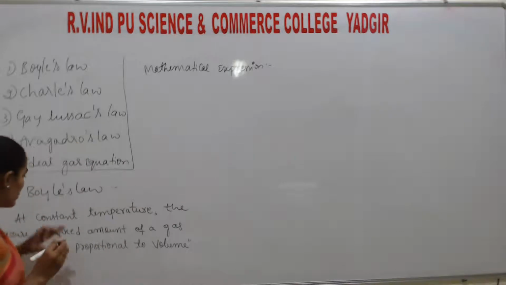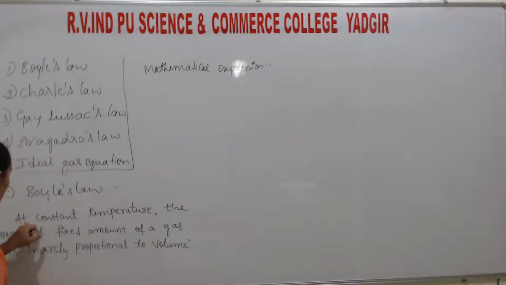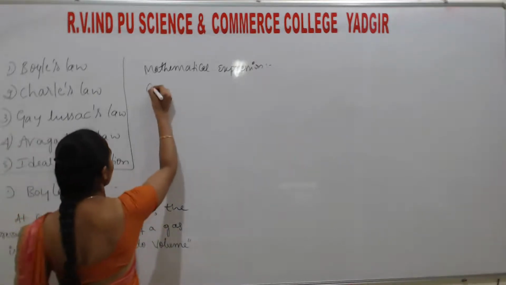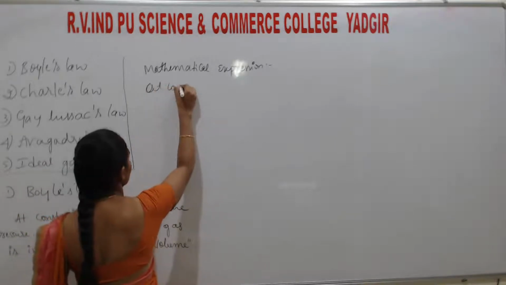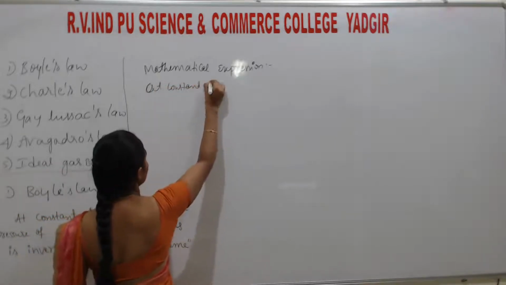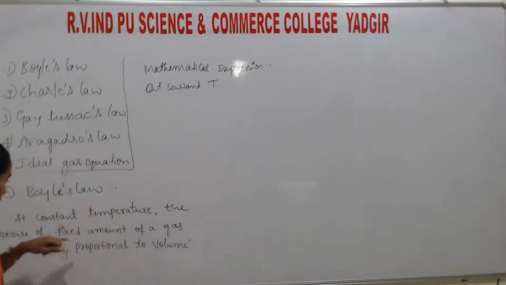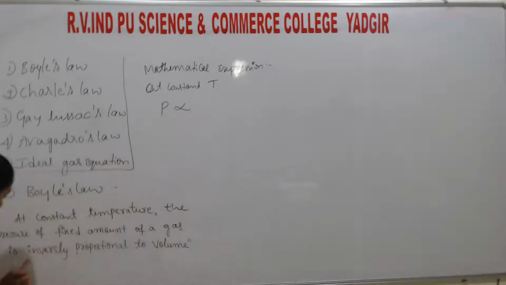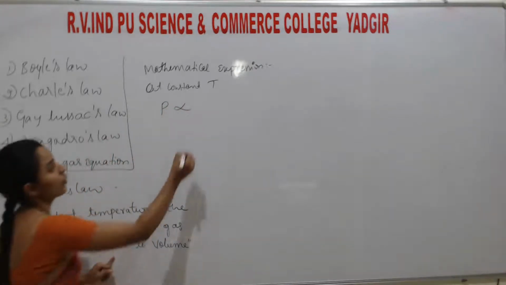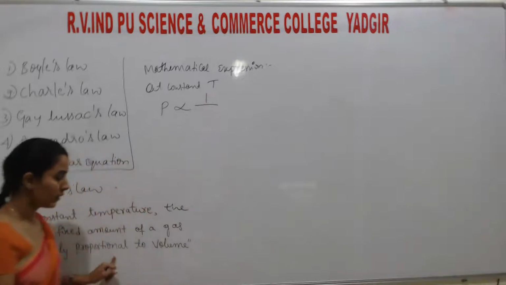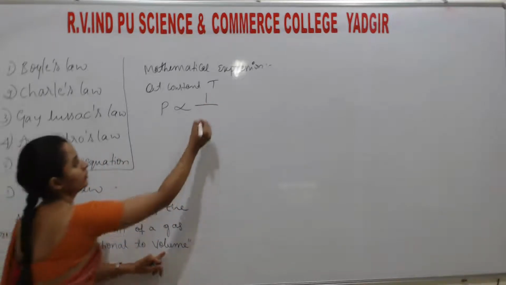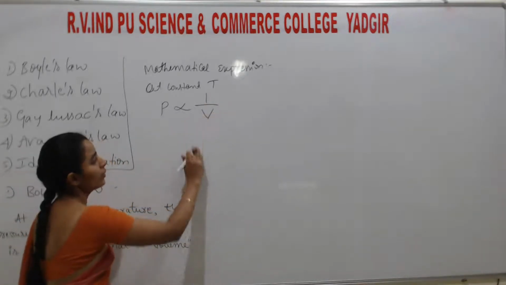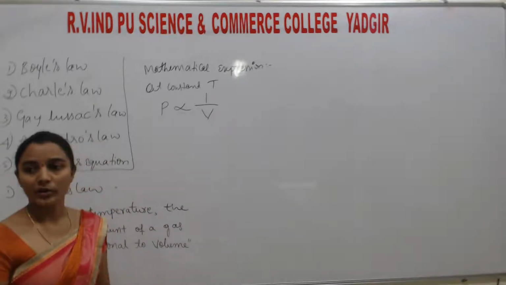Mathematical expression. So students, listen. Here what it says? At constant temperature T, the pressure P of a fixed amount of a gas is inversely proportional, means 1 divided by what? Volume. So this is the mathematical expression of Boyle's law.